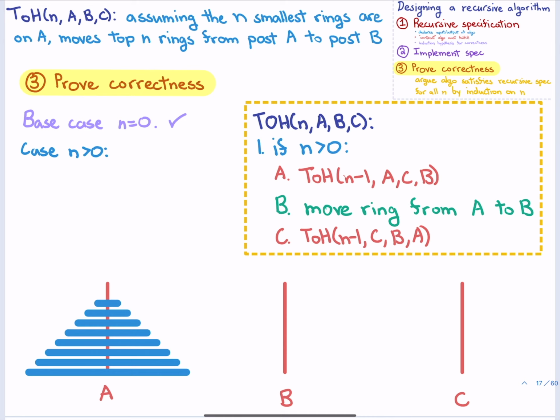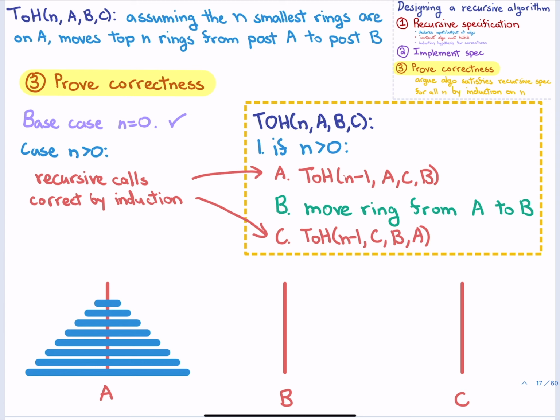Okay. So by induction on n, we assume that these recursive calls are correct and that they will properly move without breaking the rules. So I know that I'll move the n minus 1 rings over, and I know I haven't broken any rules. And then it's clear that moving that one ring over doesn't break any rules. And then recursively and by induction, that recursive call to move the n minus 1 rings back will not break any rules. So ultimately, you have moved all the rings over without breaking any rules.